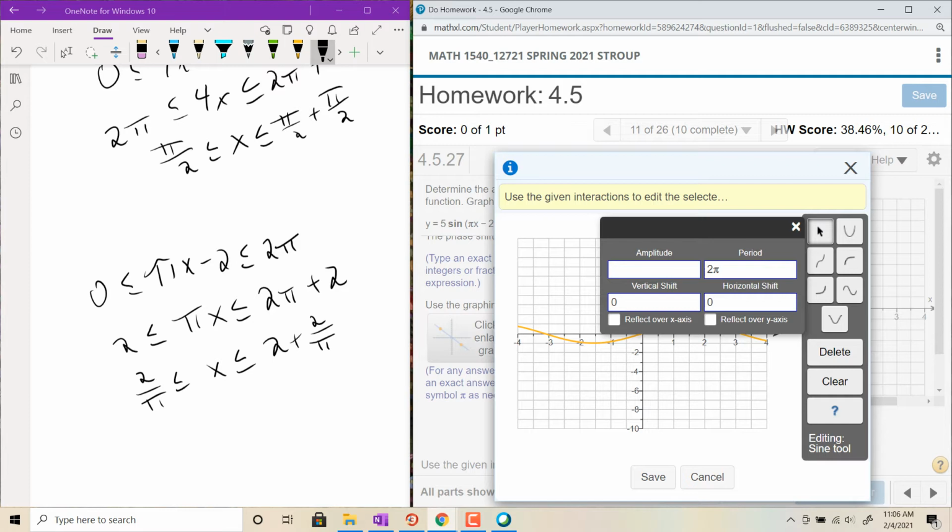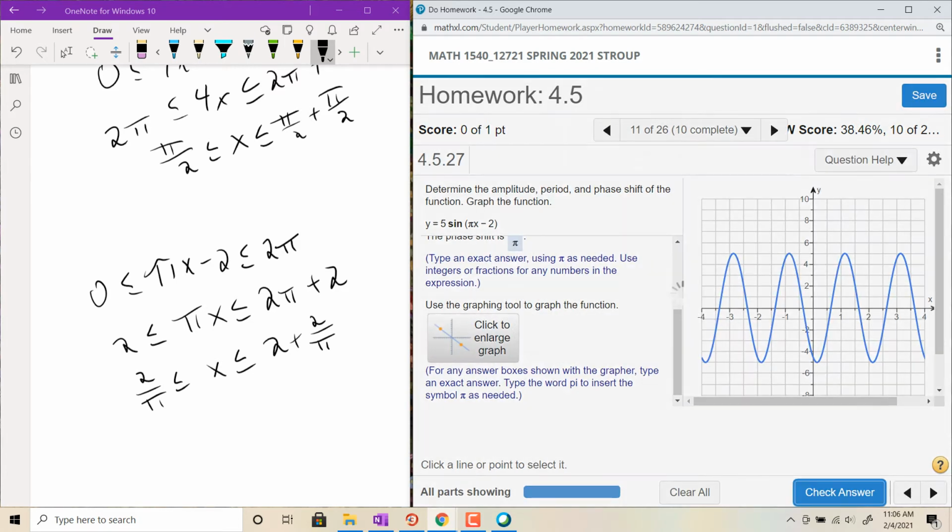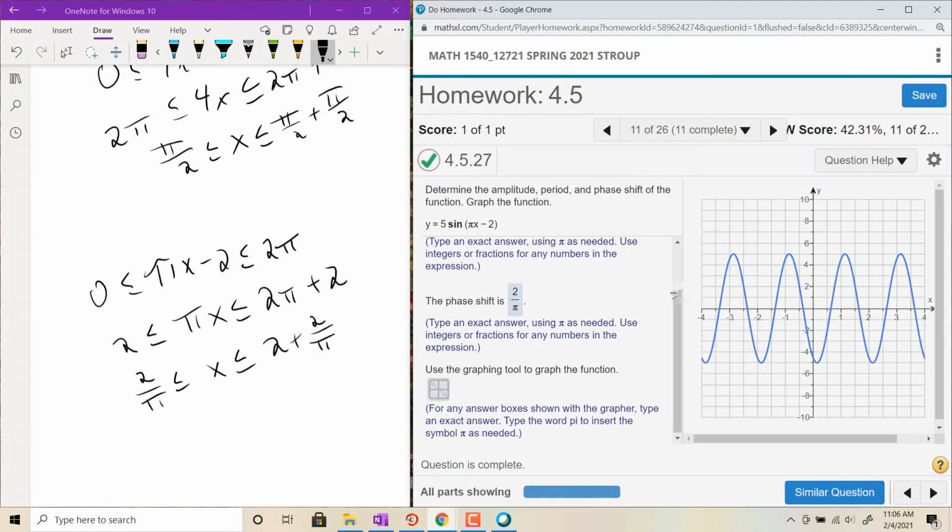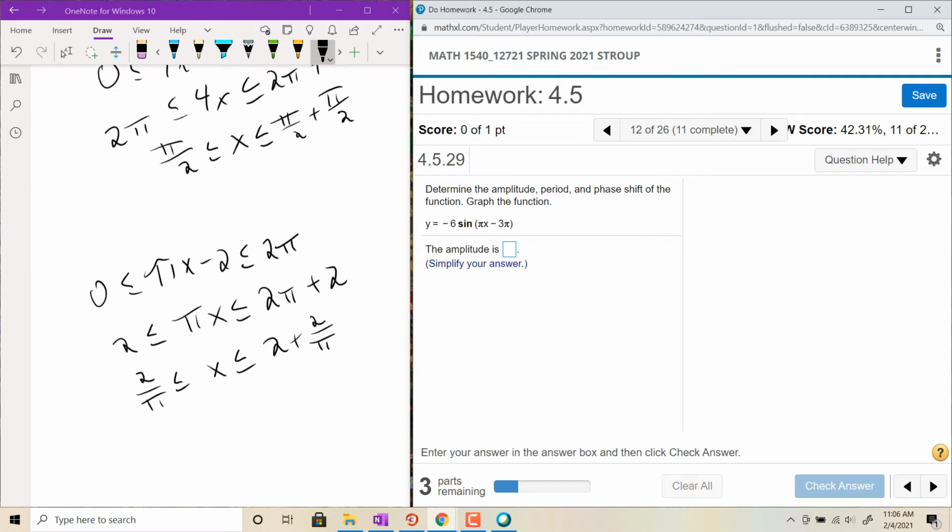Amplitude, thankfully I can see it, is 5, and then we said the period is 2, and the phase shift is 2 over pi. Saved, answer A. Are we ever going to get to the cosines?